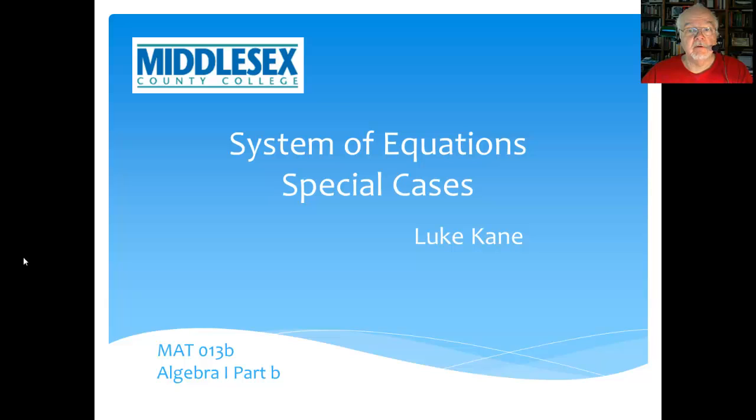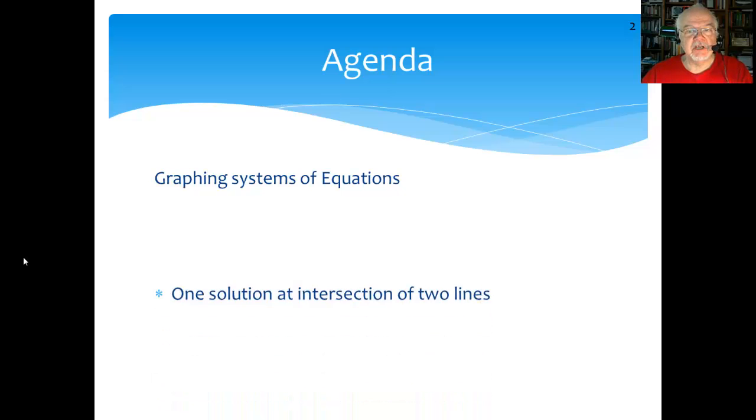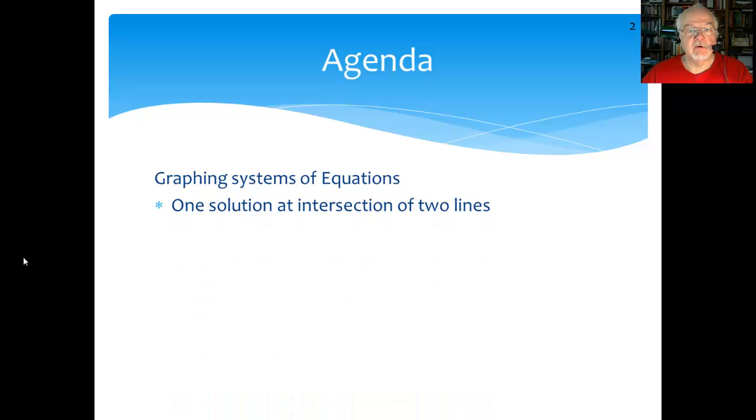Today we're going to talk about special cases in systems of equations. Remember the last time we solved a system of equations, we found one solution, which was at the intersection of two lines. Today we're going to look at two special cases.